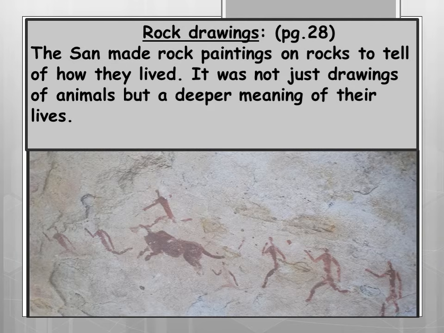The San made rock paintings on rocks to tell of how they lived. It was not just drawing of animals, but a deeper meaning of their lives. As you can see, in a picture where they've drawn a deer, they've tried to hunt a wild animal there, and you'll see there the San is running behind the deer. So what does that mean? They're going to kill it with the arrow, and they're running after to see where it's going to land or fall once the arrow has poisoned it, and then they're going to take it home to be used for meat to eat.